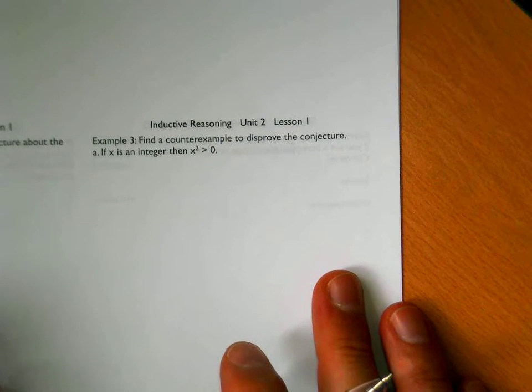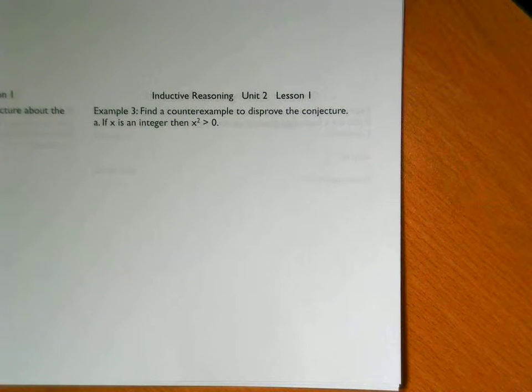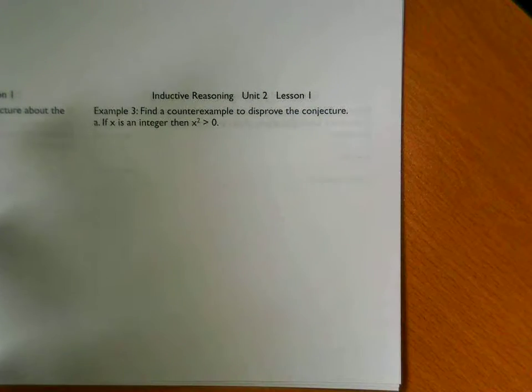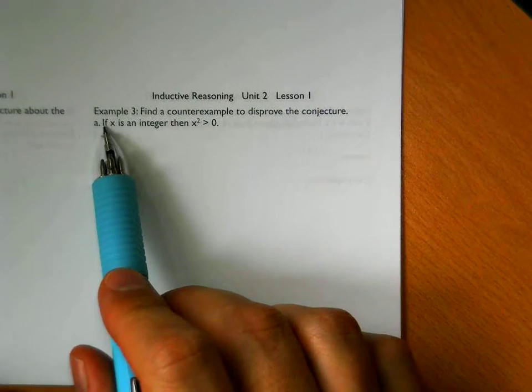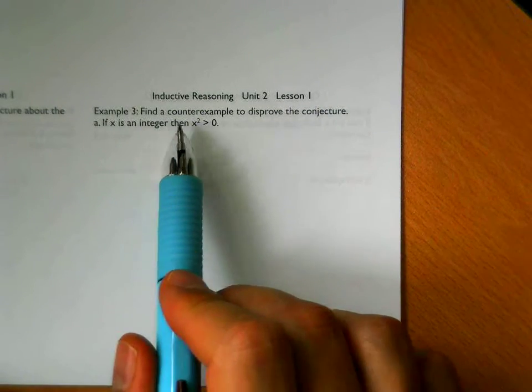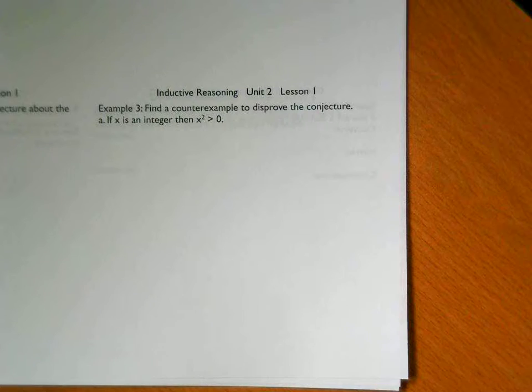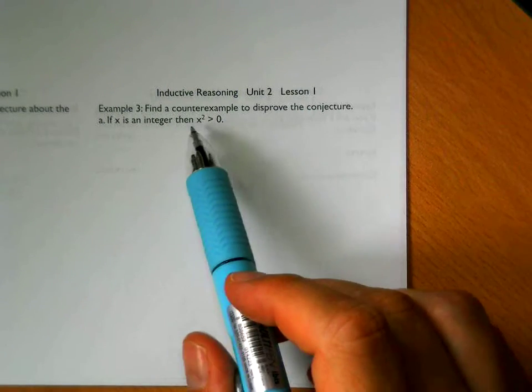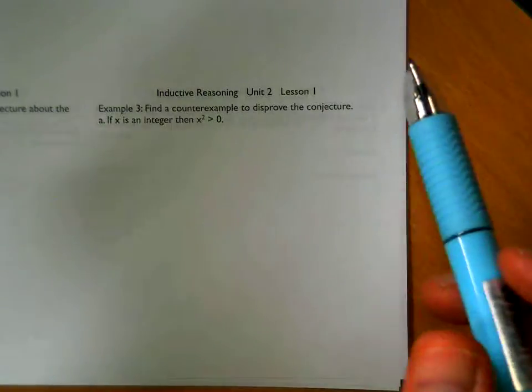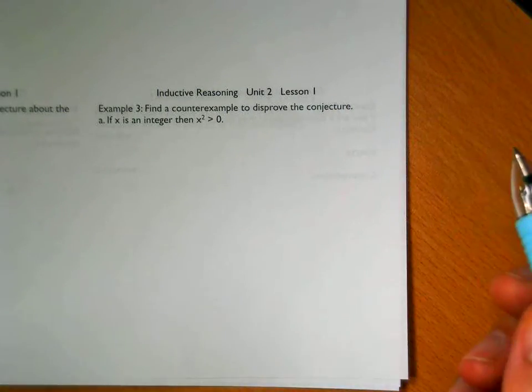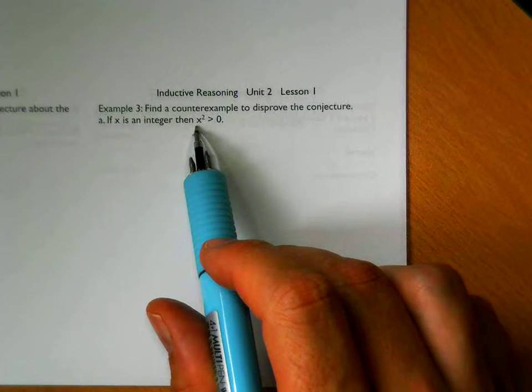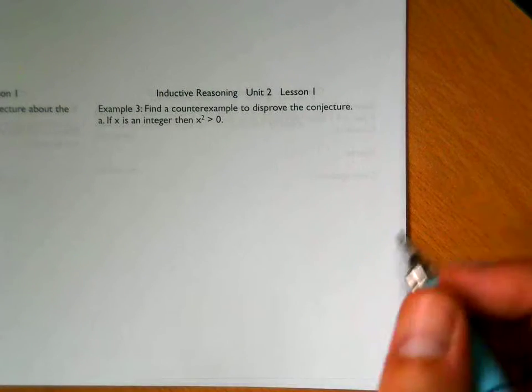All right, let's see, moving on to statement number 2, finding counterexamples to disprove a conjecture. So here we have a statement. The statement can either be true or false. A statement is just a statement. And so this one says, if x is an integer, then x squared is greater than 0. Well, that's true upon first glance. If I take 5 squared is 25, that's bigger than 0. And then you think, well, what about negative numbers? -3. -3 squared, well, that's positive 9. That's also greater than 0.